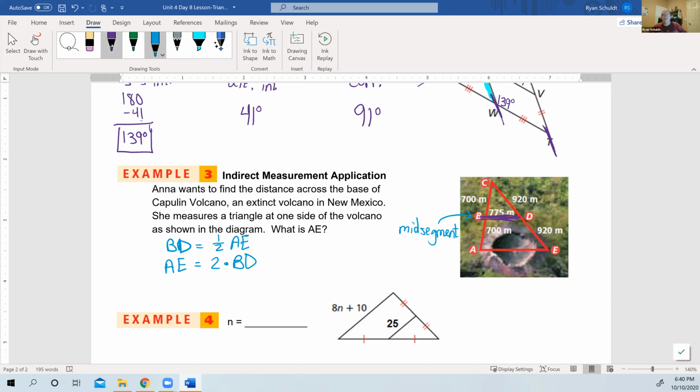Well, I know BD. So 2 times BD is 775. I can do that real easy. It's going to be 1,550, and we're dealing in meters here. So meters. That's how far it is across the volcano.